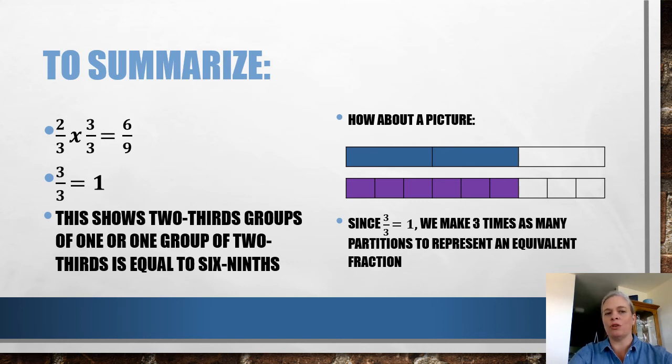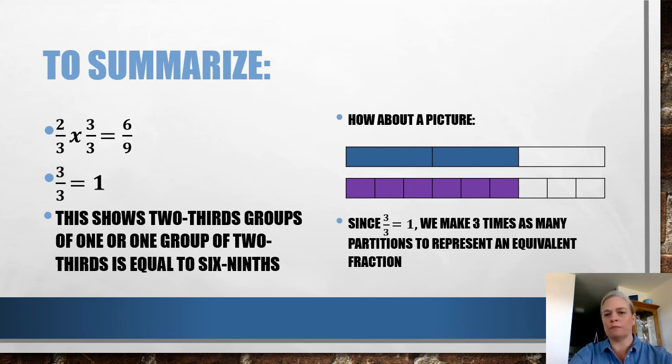If I have 2/3 and I multiply that by 3/3, that equals 6/9. Can you see that 2 groups of 3 is 6? 3 groups of 3 is 9, excuse me. Remember, 3 over 3 is the same thing as 1, so we're using the identity property to help us find these equivalent fractions. This shows that 2/3 groups of 1, or 1 group of 2/3, is equal to 6/9.